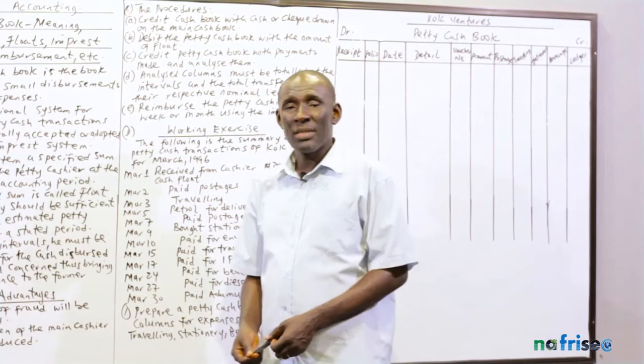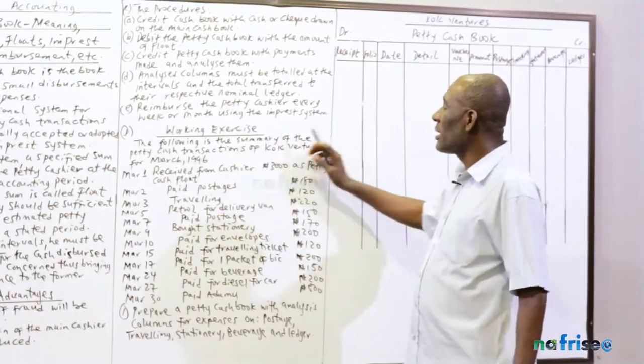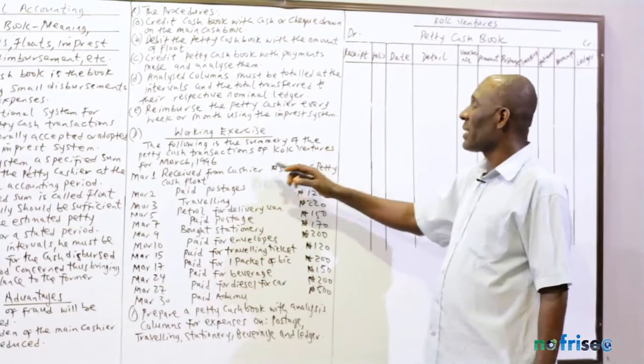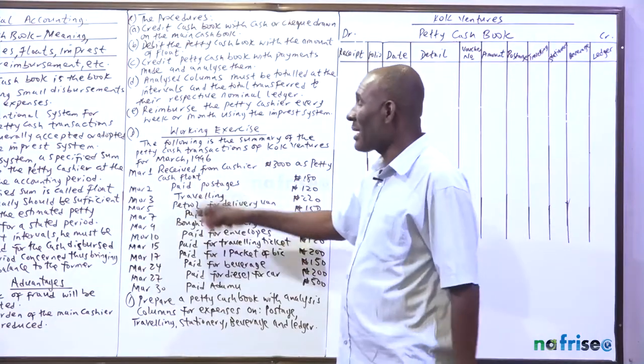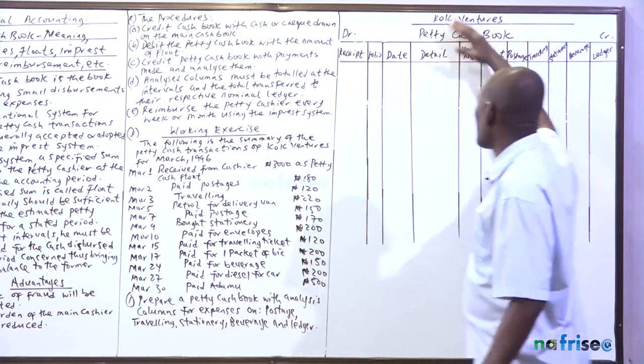Now let's look at the working exercise. It reads, the following is the summary of the petty cash transaction of KOK Ventures for March 1996. And as I'm reading it, I'm going to post. Now this is the format of the petty cash.